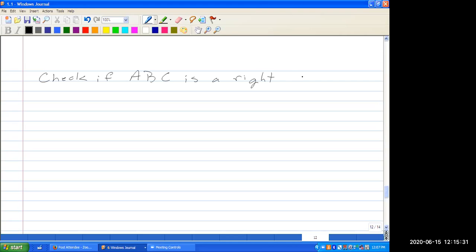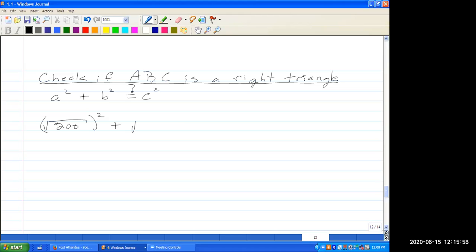Check if this is a right triangle. So let's do that. Is a squared plus b squared equal to c squared? Is radical 200 squared plus radical 200 squared equal to radical 400 squared? Is 200 plus 200 equal to 400? Yes. So in this case, yes, this is a right triangle.